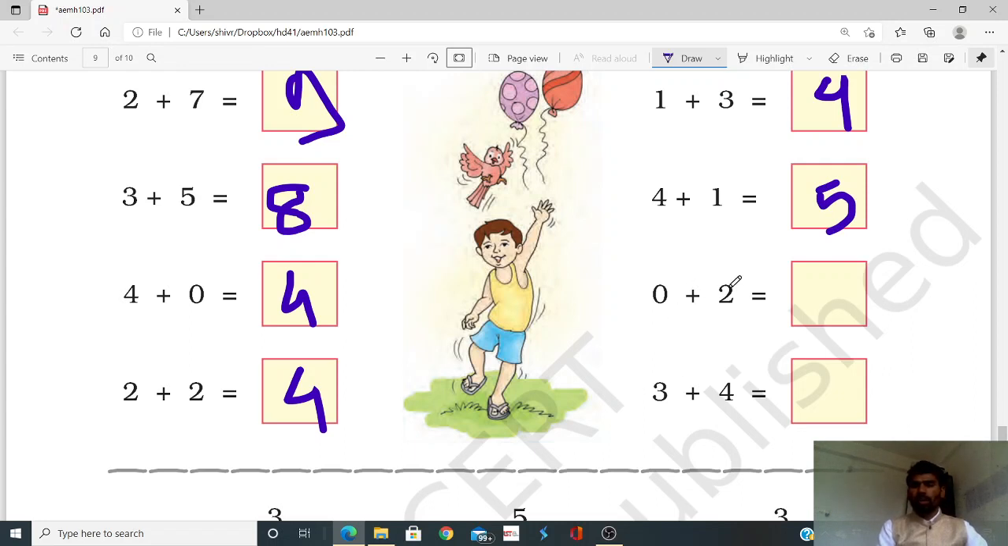0 plus 2. In this hand, nothing. But here is 2. Count. 1, 2. Therefore, our answer will be 2. Now, 3. Here 3 and here is 4. When we add together, 1, 2, 3, 4, 5, 6, 7. Therefore, our answer will be 7. Right?